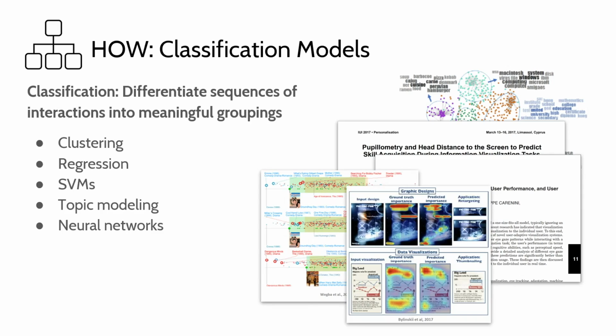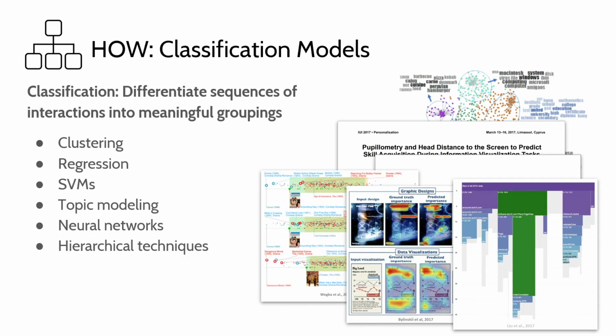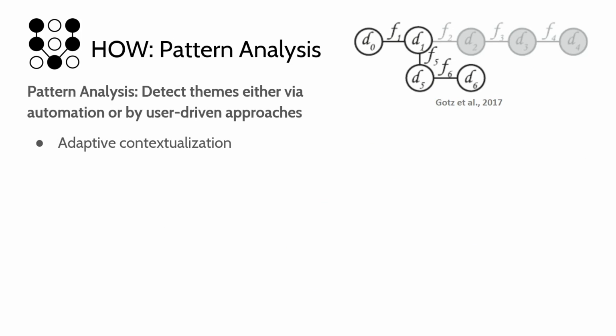example. More complex techniques have also been seen, like artificial neural networks used to predict important regions in an interface, as well as hierarchical techniques like decision trees. Other techniques that focus on patterns in the data can be divided into those that either automate the analysis of those patterns of provenance data or permit users to explore and analyze such patterns manually.